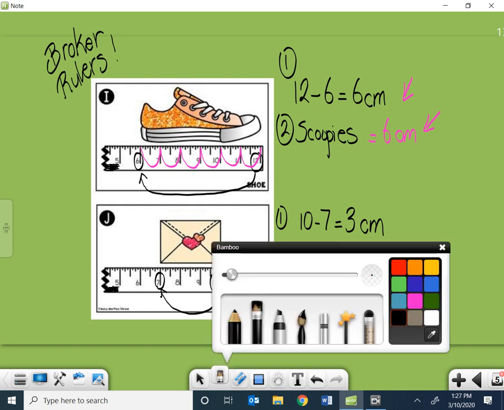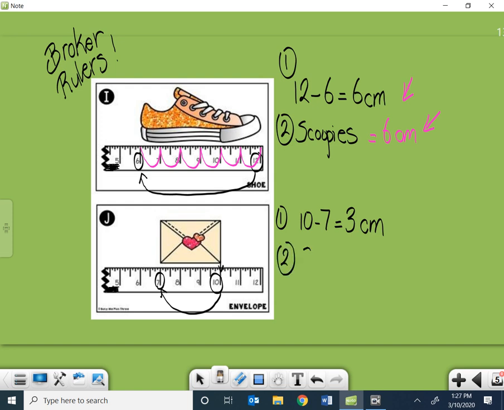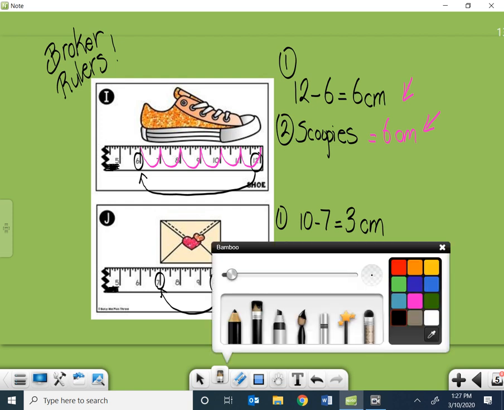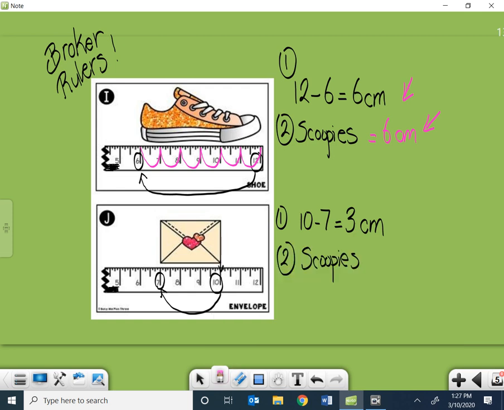Oh, oops. Too with our Scoopies. Your parents are probably wondering, what are Scoopies? Explain to them. We've always got Scoopies. So you say where I've started, and I've started over here, and I'm going to go 1, 2, 3, and that's where I've ended. Perfect. So we know 3 centimeters, and I can double check. Yes, they are correct indeed. That is what we call a broken ruler.